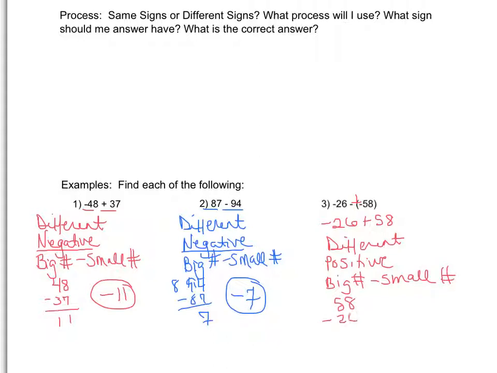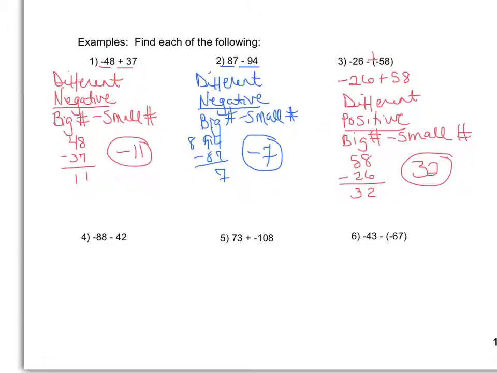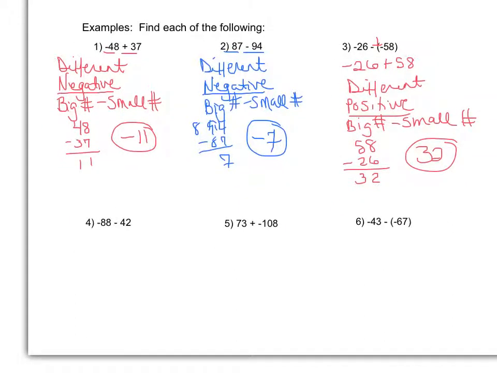58 minus 26 gives me 32, and since my answer was supposed to be positive, 32 is my final answer. Looking at 3 more examples. If you would like to pause the video and try them on your own and then watch them, this is a good time for you to practice and see if you understand this process.